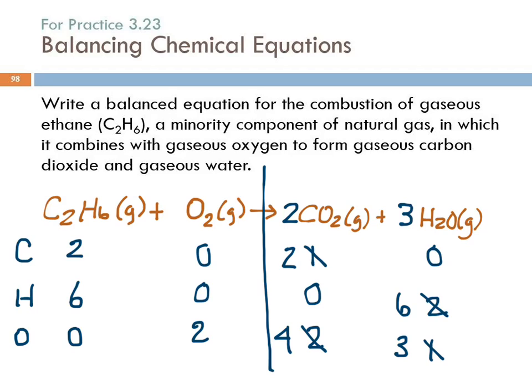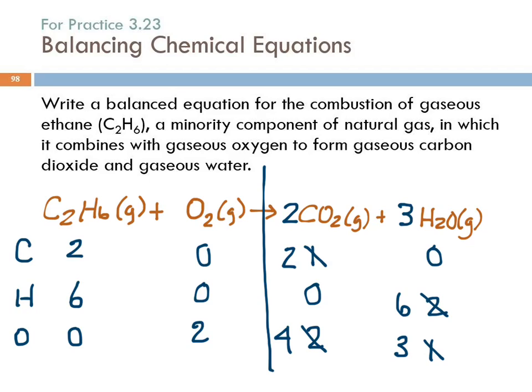Now we look at the bottom one, oxygen. And this works out well for being last because oxygen's by itself. So here we have 0 plus 2. And we've got 4 plus 3. So we have 7 on the right side and 2 on the left side. So how do we multiply 2 to get 7? We can use a fraction. We could do 3.5 or we could do 7 halves.